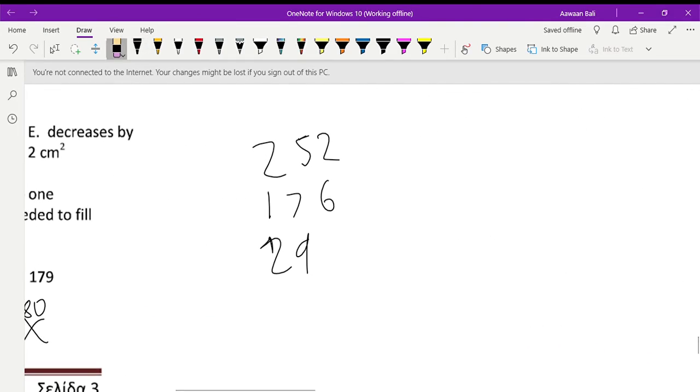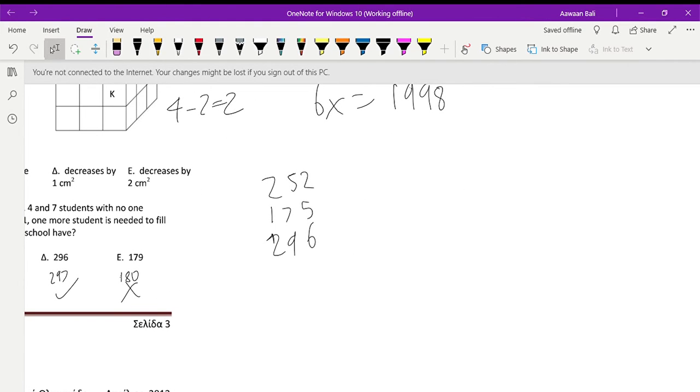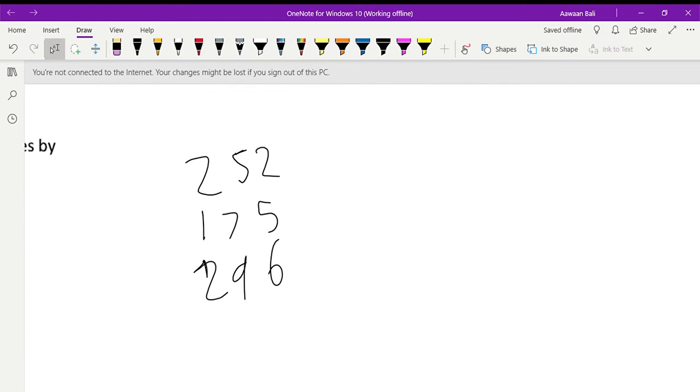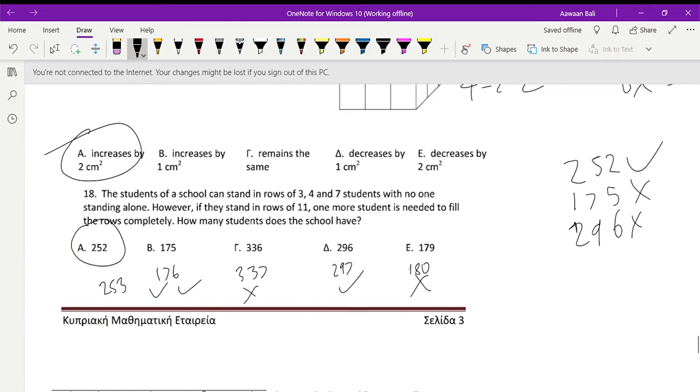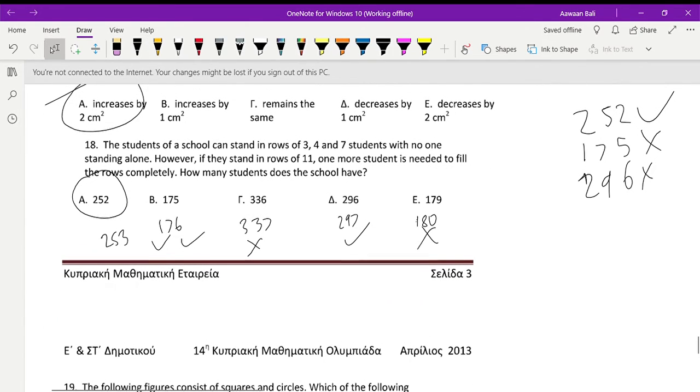Sometimes you forget to take away the 1. Because then the numbers divisible by 11 are not the actual numbers that are in the school. So, anyways, 2 plus 5 plus 2 is 9. Yes. 1 plus 7, 8 plus 5, 13. No, 13 is not divisible by 3. 2 plus 9, 11 plus 6, 17. That is not divisible by 3 either. So therefore, you get 252. So 252 is the answer. It's alpha.